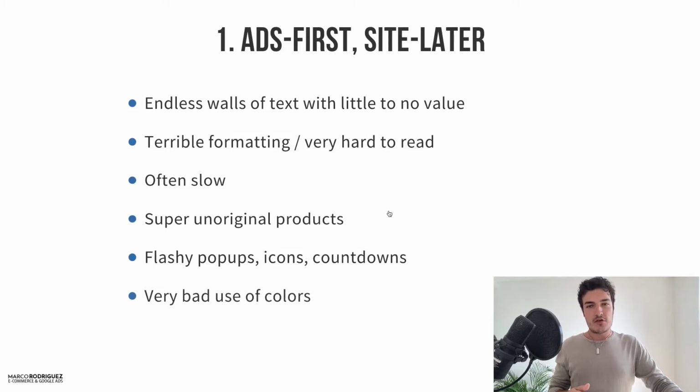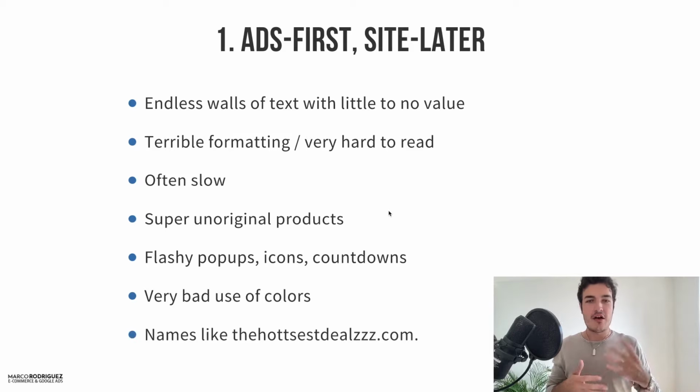Very bad use of colors is very common, so that it looks cheap, that it looks like it was made in an afternoon, that it doesn't look professional, and it doesn't create trust. Last but not least, if you use names like thehottestdeals.com with 3 Z or names like that, it just sounds generic, it sounds weird, it sounds kind of low professional, and you should avoid that like the plague.